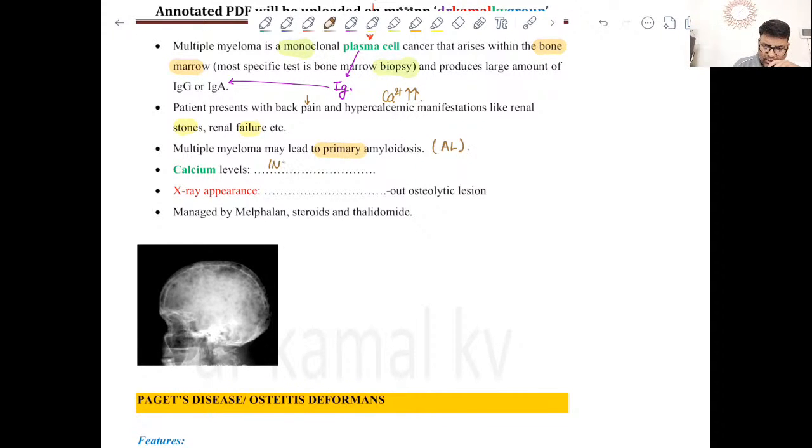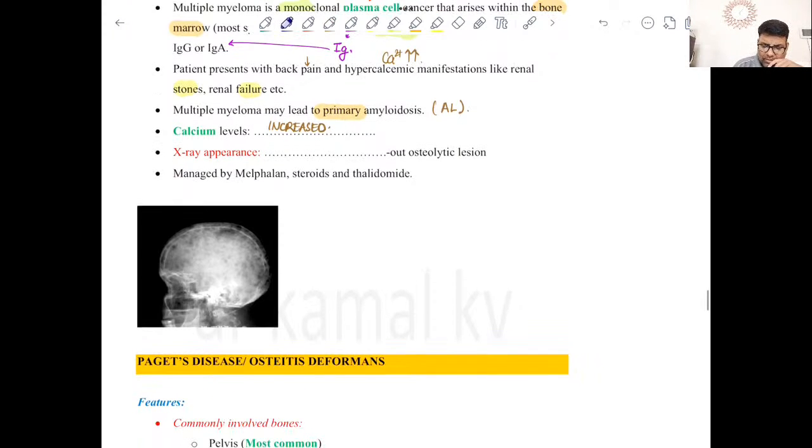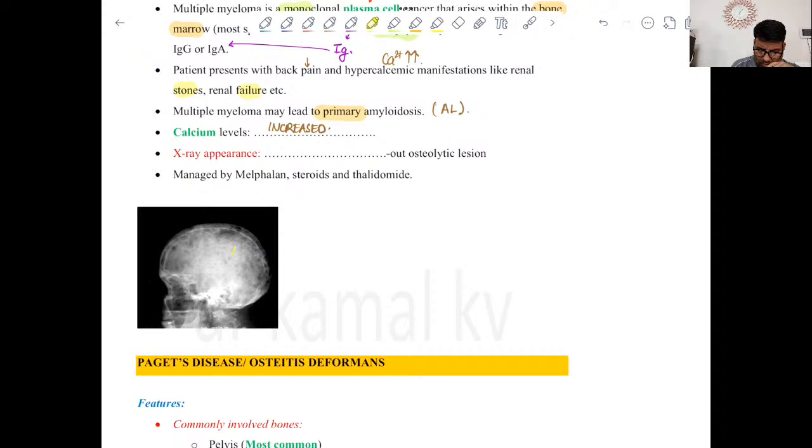Calcium levels are increased, as we already said before, but the X-ray findings are pretty characteristic. You will see multiple black patches, right? So these are known as punched out lesions. So if you have an X-ray of the skull, and you can see multiple black patches which are known as punched out osteolytic lesions, straight away you can jump to the diagnosis of multiple myeloma.